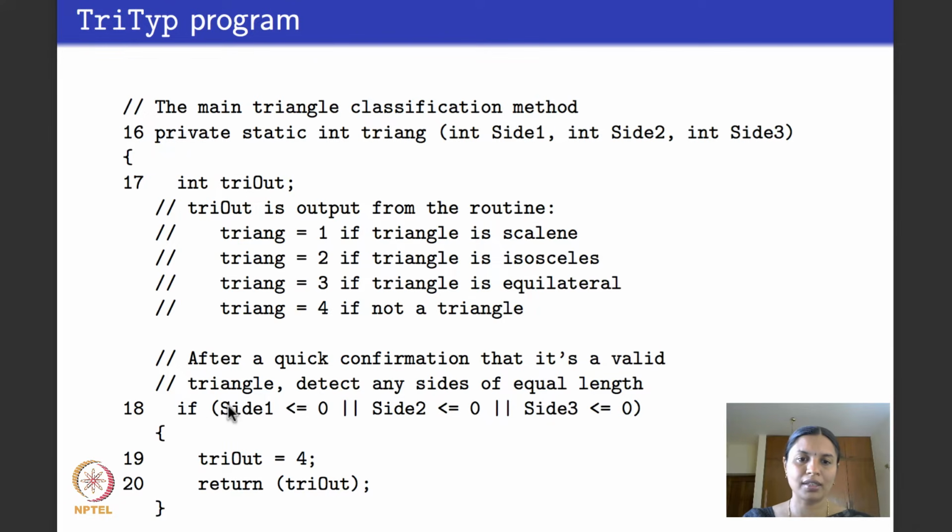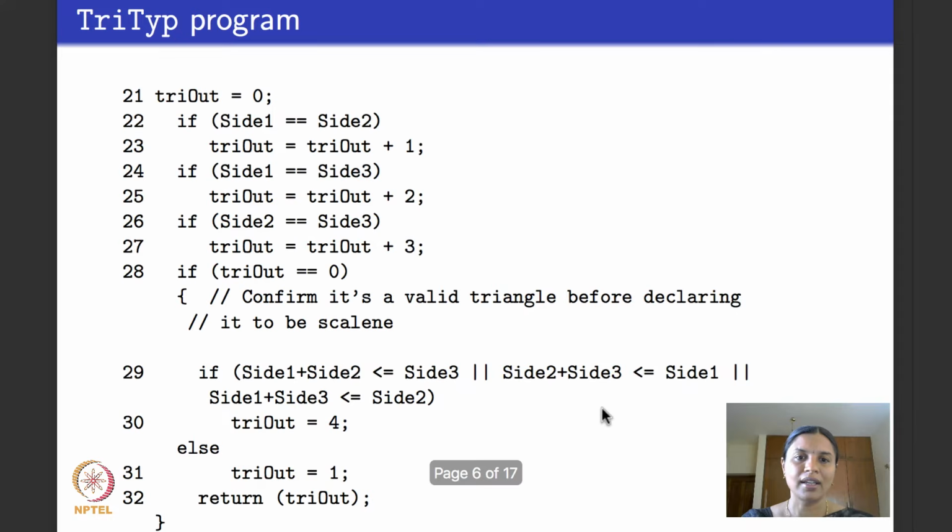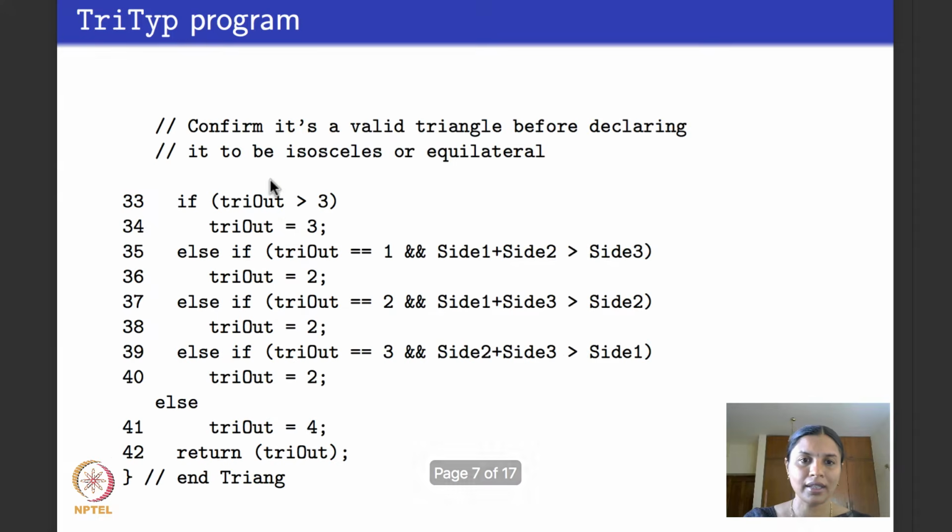The first predicate that you encounter is at line number 18. And then we have 3 more predicates at lines 22, 24, 26 and 28, the fourth one. Each of these 4 predicates has exactly 1 clause. In line number 29, there is 1 more predicate with 3 clauses. And in lines 33, 35, 37 and 39, there are 4 more predicates.